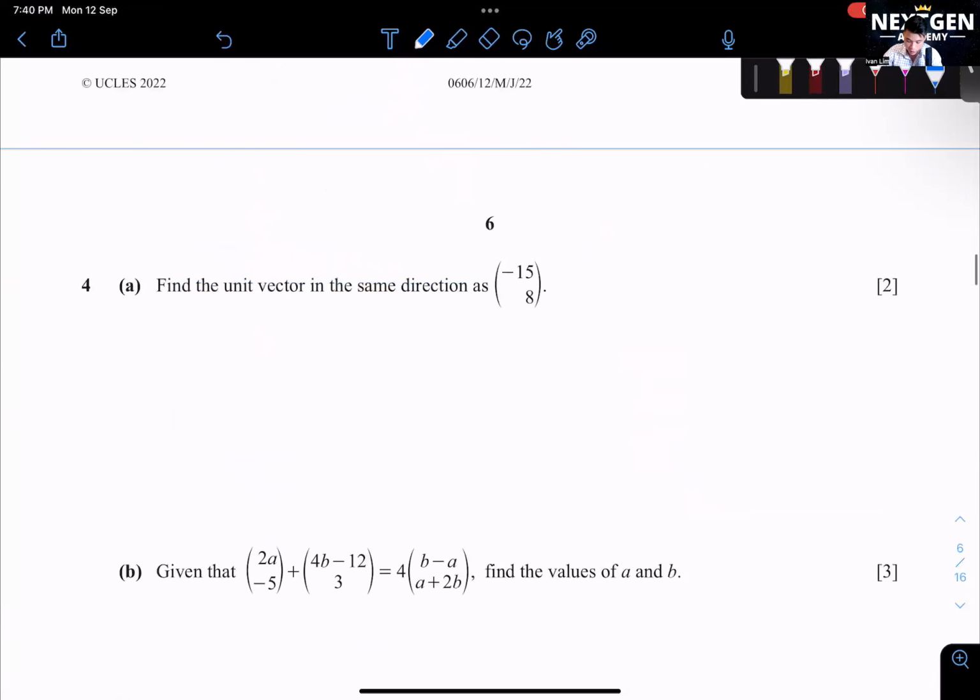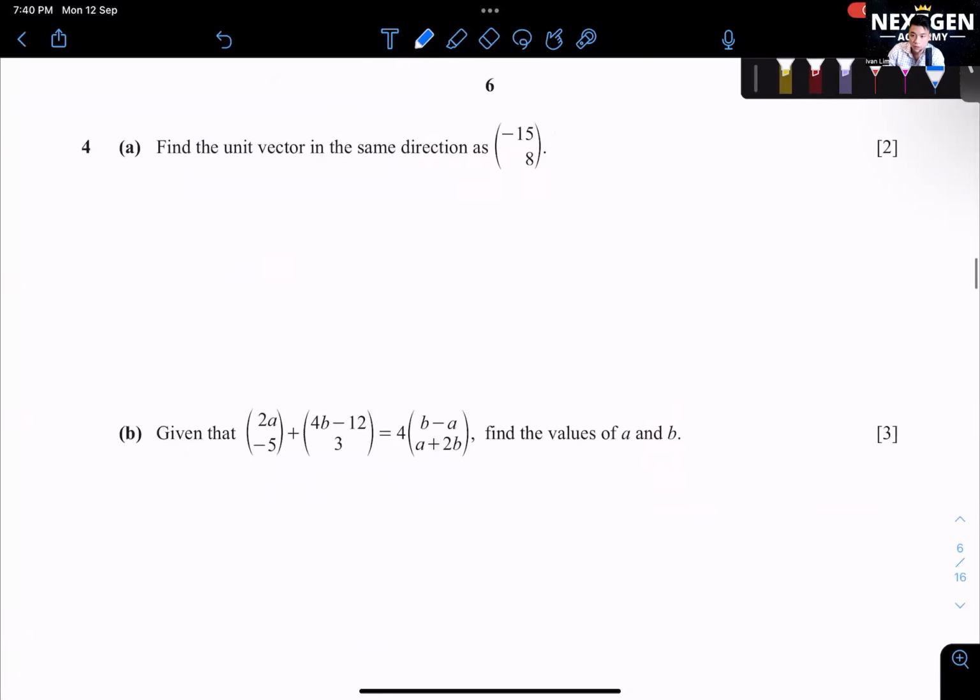Okay, let's go. Next one. Find the unit vector in the same direction as negative 15, 8. Unit vector is just the formula. Unit vector equals 1 over magnitude times your vector. So you just got to remember this formula.